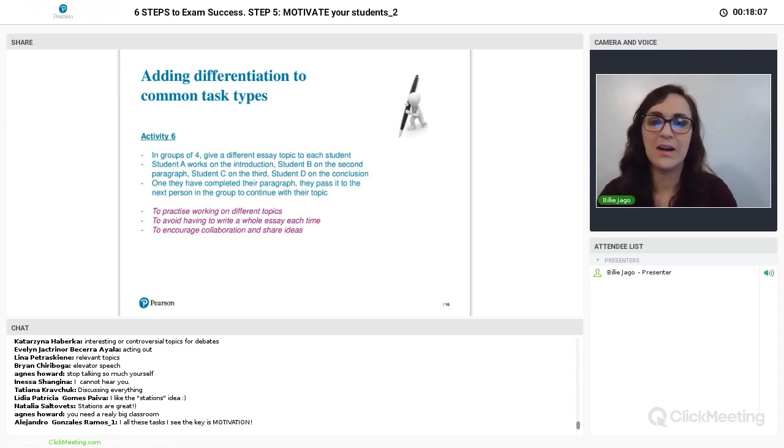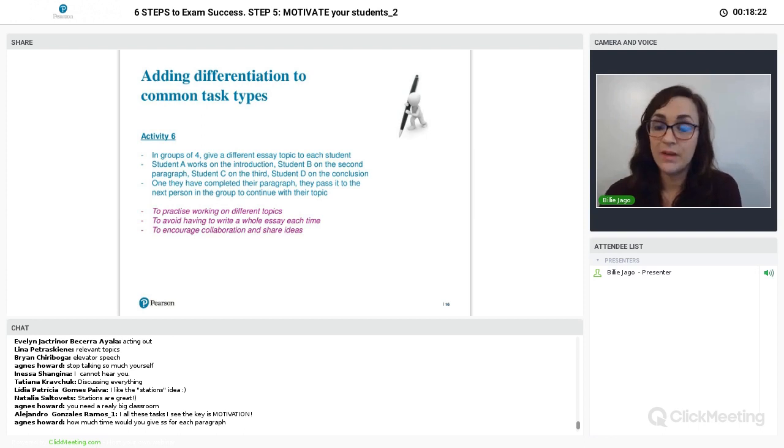So not only does this allow students to practice working on different topics, but it also avoids having to write a whole essay each time and encourages students to share their ideas by using a range of vocabulary on different topics. I've tried this myself and they really enjoyed it because they aren't just focused on one thing. And although they are writing a whole essay, it's a bit more broken up so they don't seem as stressed out or deliberating over it and worrying about timings too much.